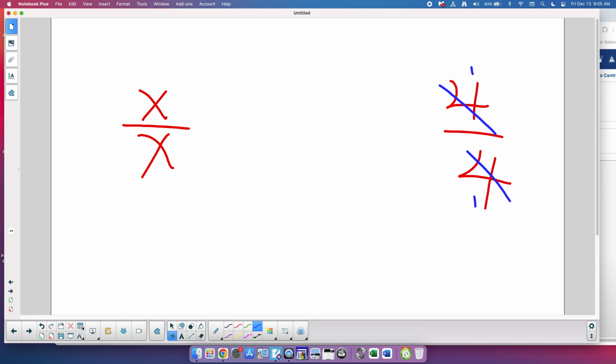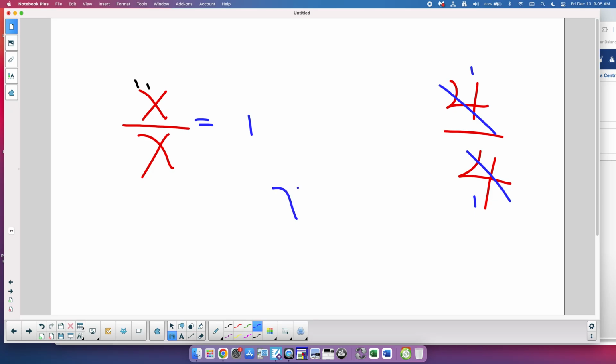Okay, so does it work with x's? Is x divided by x 1? Why? Well, x can be any number, right, guys? Pick a number. 5. 5 divided by 5 is 1. Okay, what if x is 100? 100 divided by 100. It's because they're the same. As long as they're the same, it's 1. So what I'm trying to tell you is this over this is 1.